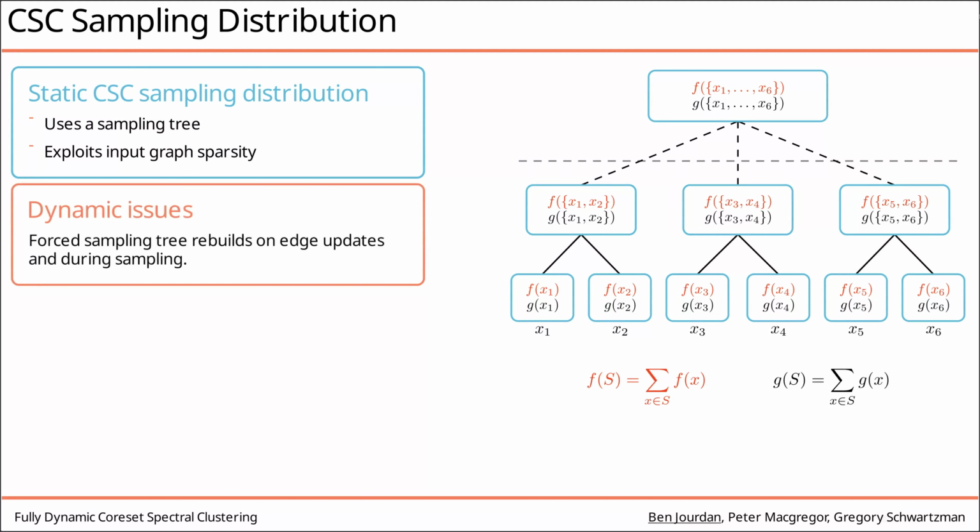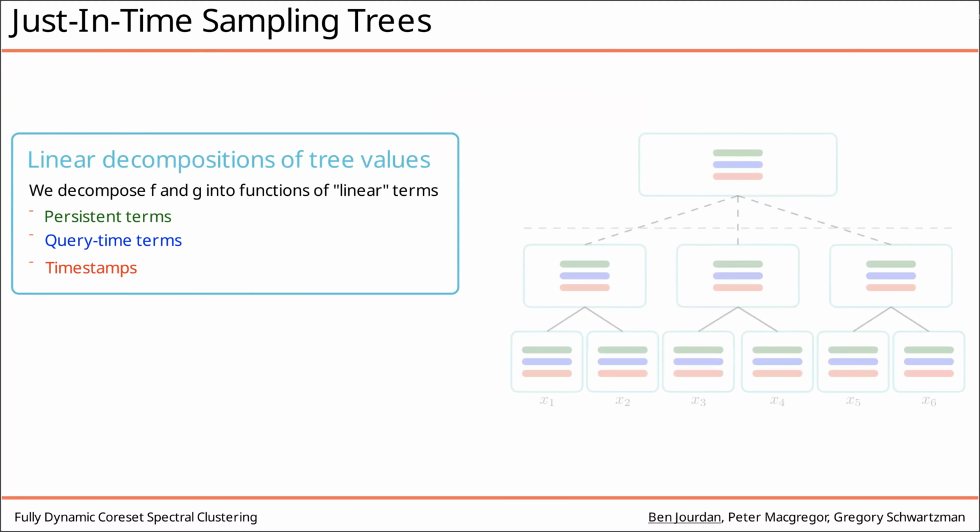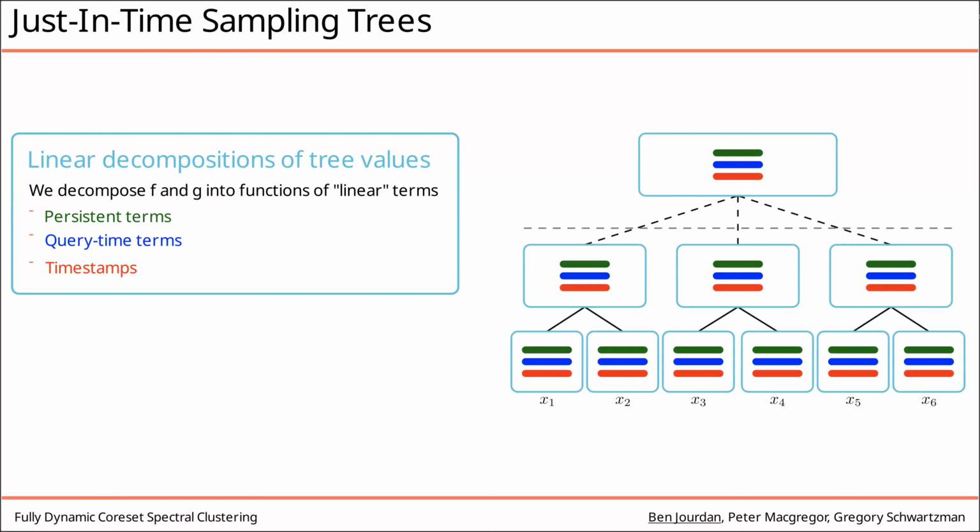Unfortunately, using the basic sampling tree approach is too slow in the dynamic setting. Due to the nature of F and G, the sampling tree may have to be rebuilt from scratch at query time and during updates, making it no better than just running the static algorithm from scratch. We call the trick we found to overcome this just-in-time sampling trees. The key idea is that instead of storing the raw F and G values, we decompose them into functions of linear, persistent, and query time terms that can be maintained efficiently and don't trigger full sampling tree rebuilds.